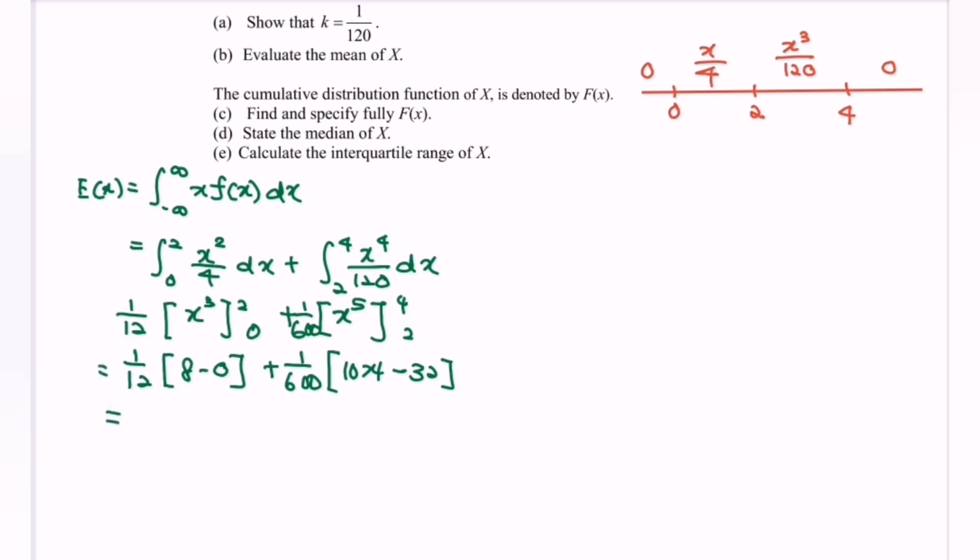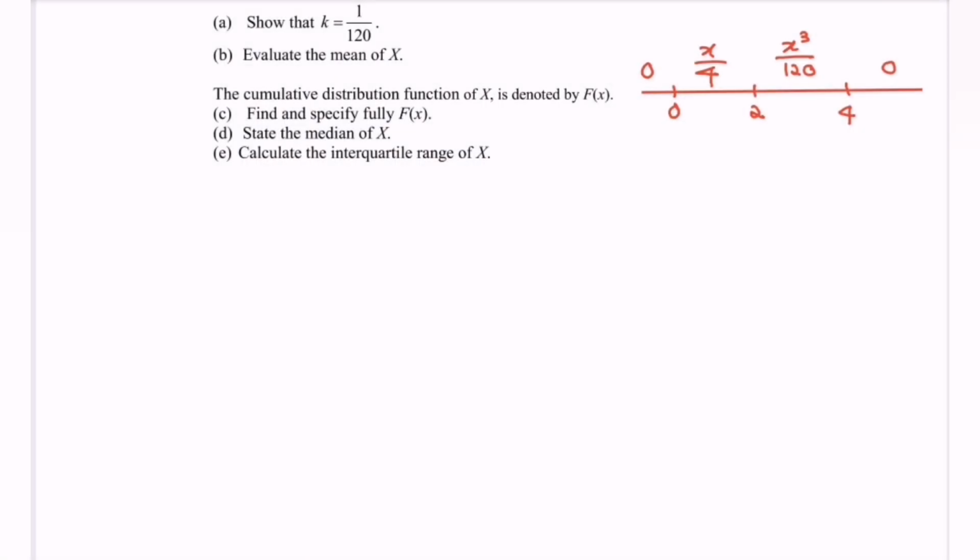Let's simplify the situation. We have 8 over 12, which is 2 over 3. Next, 1024 minus 32, so we will have 992 divided by 600, which is 124 over 75. Kindly simplify the situation, so we have the mean, or the E(X), as 2 over 3 plus 124 over 75, and our answer will be 58 over 25, or 2.32. So that is the mean, or the E(X), for the situation.